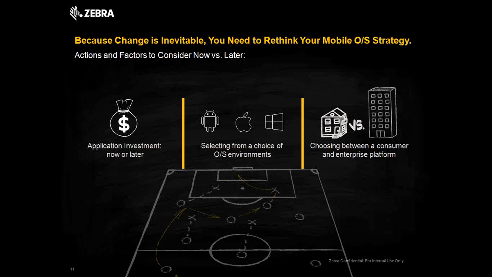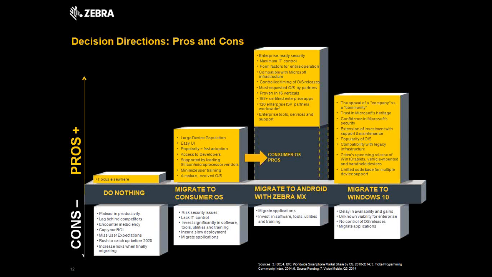We know that we're going to have to choose from a variety of different operating system environments, right? Do we go to an Android route? Do we choose to wait for Windows 10, or do we choose something more consumer related like iOS, for example? And also, as we make these choices, do we choose something that's really more targeted to the consumer versus a platform that's really focused on the enterprise? So there are some things that we have to think about.